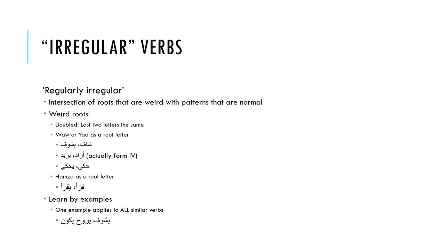And sometimes you get waw or ya as the last letter. So haka yahki, we know that verb a lot. We say it a lot. Haka yahki, to speak. The last letter, the root letter, is a ya, and it changes in various ways. Sometimes you can have a hamza as a root letter. And we know the word tara yakra. You need to learn these by example. So if you have one example of one of these particular words, you can basically extrapolate to all the other words that are similar sounding.